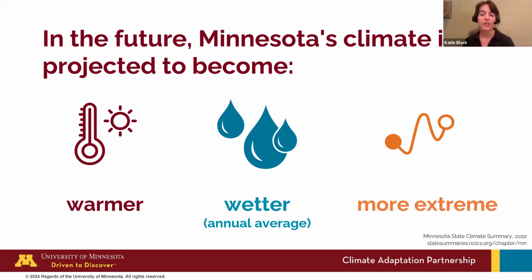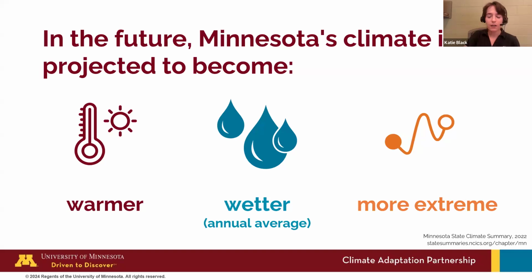In the future, Minnesota's climate is projected to continue to become warmer, wetter, and more extreme. So now we're thinking about what we can expect for the future. So when I say warmer, I'm not talking just about warmer on average. There will still be variation around that. So far, we've mostly seen warmer in winter, but in the future, we also expect to see warming in the summer, including an increased number of extreme heat days.